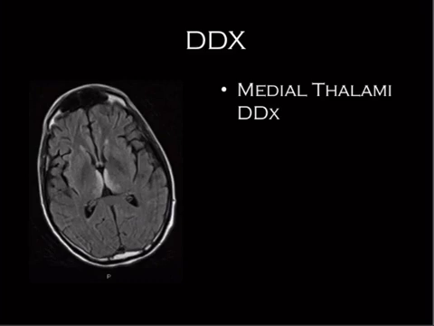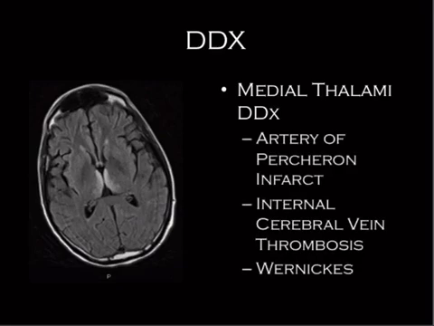So what else can involve the medial thalamus like this? I'll talk about this in the vascular section, but I'll bring it up again. Artery of Percheron and internal cerebral vein thrombosis. Artery of Percheron infarcts do not affect the mammillary bodies. What's the artery of Percheron? Watch the vascular lecture.